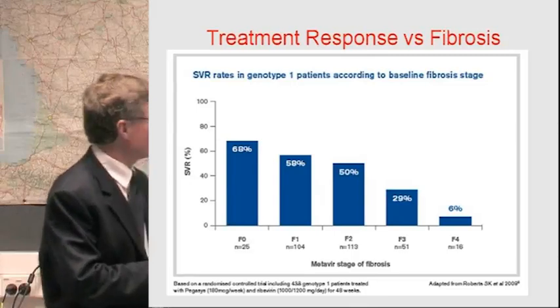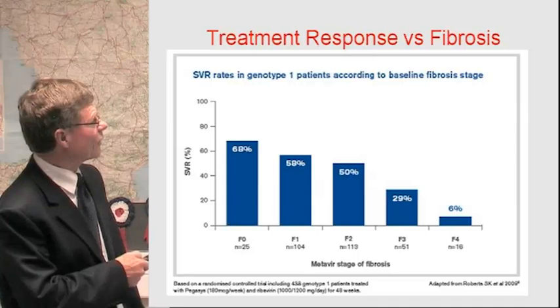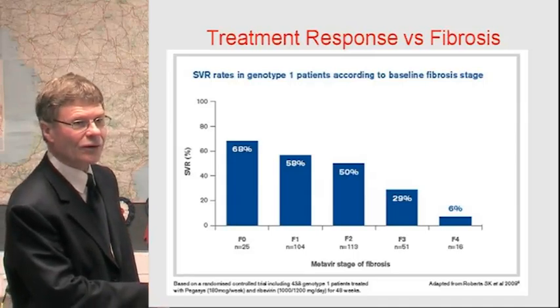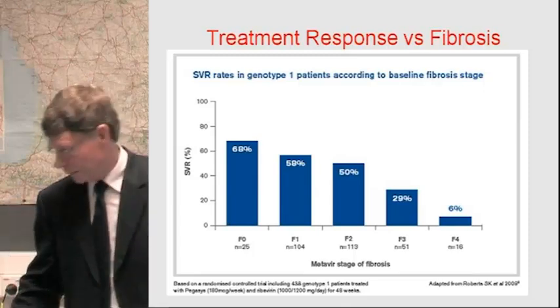And why is that important? Because with the treatment, if you're F0 with no fibrosis, this is the genotype 1, you've got a 68% response. By the time you're cirrhotic, your response rate to treatment is 6%. No good doing it there. Got to treat early.